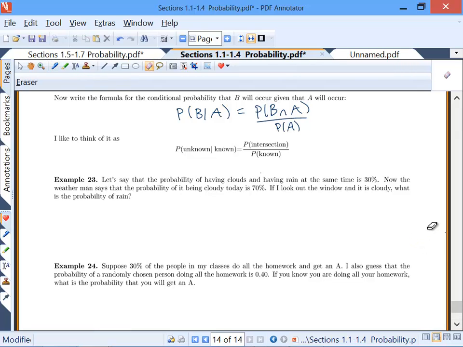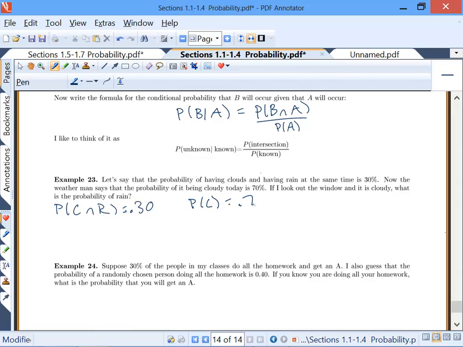So let's say that the probability of having clouds and having rain at the same time is 30%. How would we write that in probability symbols? Okay, that is the intersection. So the probability of clouds and rain is 30%, so 0.30. Let's see, what else do they tell us? Now the weatherman says that the probability of it being cloudy today is 70%. That is just the probability of clouds.